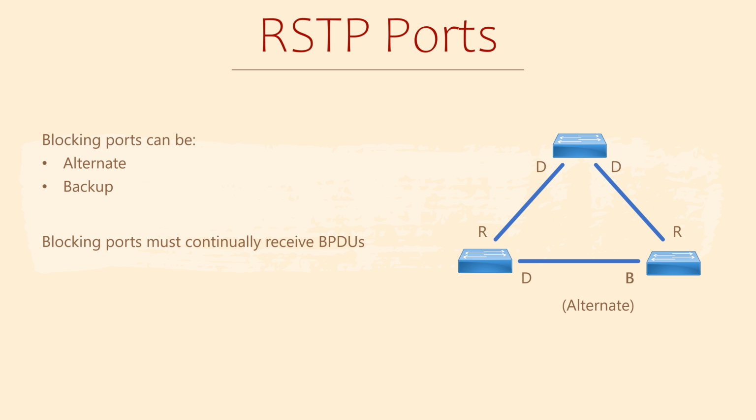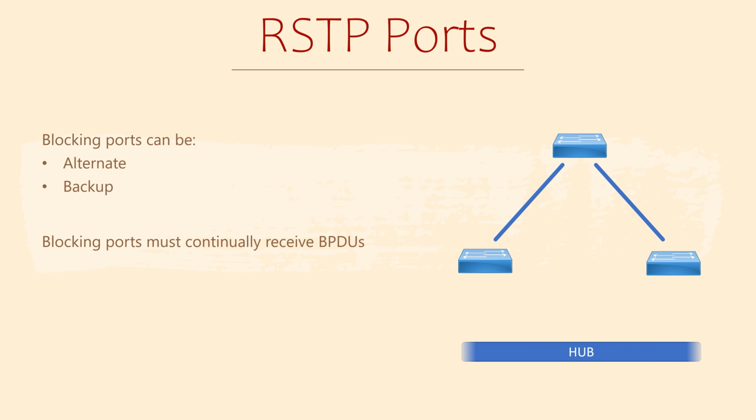As I just mentioned, blocking ports can be alternate or backup. An alternate port is one that has received a superior BPDU from a different switch in the same network segment. The network segment in this case is just that link between the 2 switches. This here is an alternate port, as it is an alternate path to the root bridge. It's ready to take over if the current root port fails.